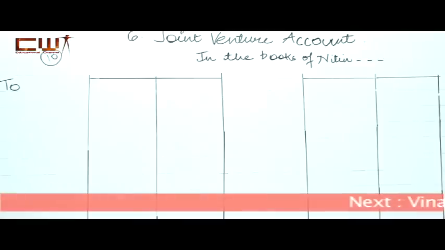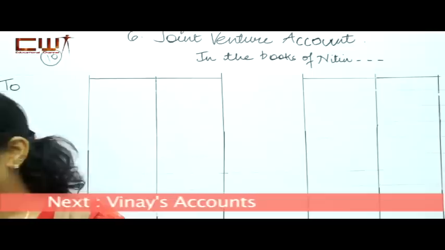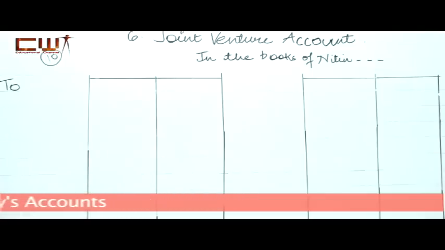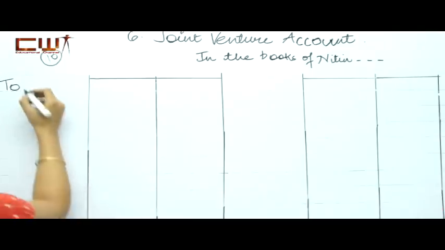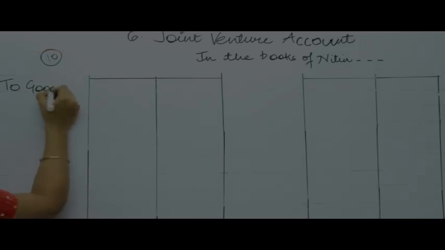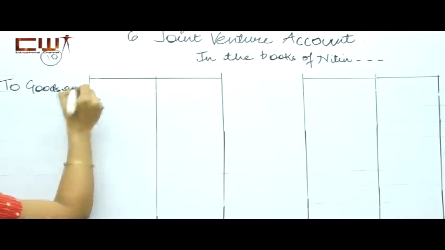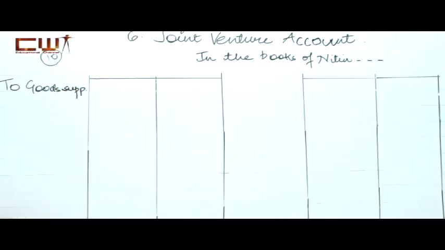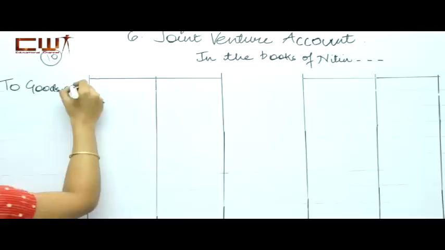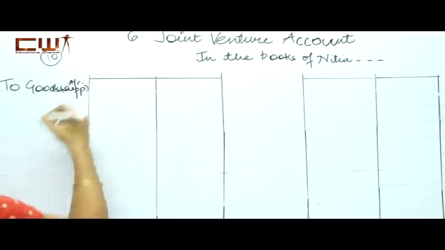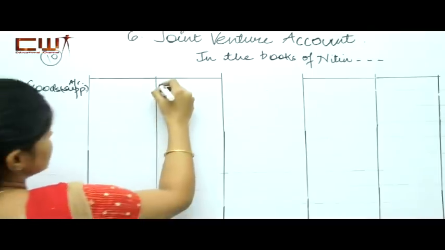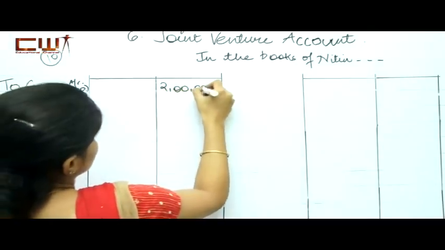Nitin has sent goods and paid expenses. Vinay has done the same thing, sent goods and paid expenses. So whatever has been done by Nitin, we will write to goods supplied. We will not write his name, right? To goods supplied, first of all, first line, that is goods supplied. So to goods supplied or goods account, right? We can write to goods account, this will come in the brackets. How much? 2 lakhs. That's given in the question, first statement.